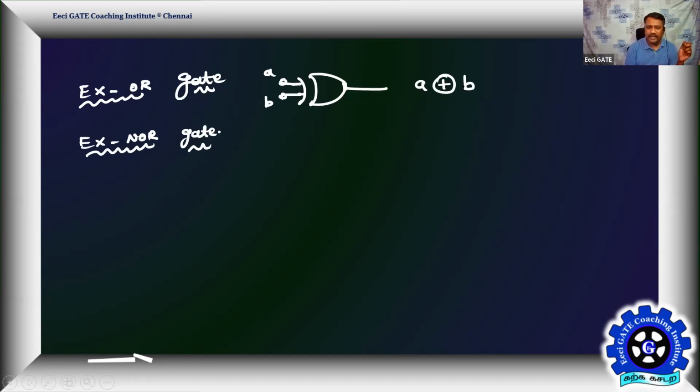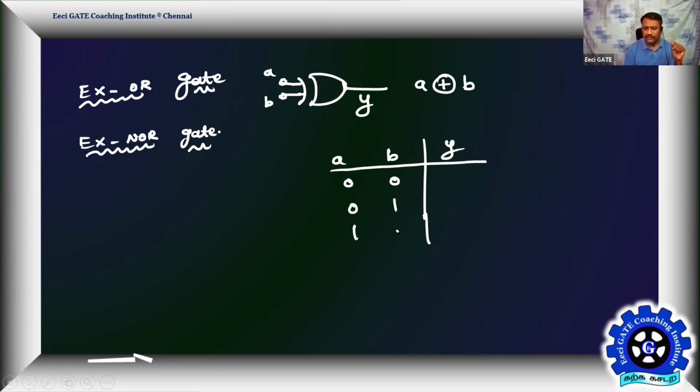What is A XOR B? That's my output Y. Why am I calling it A XOR B? We'll see. So I have A and B. First we'll know the truth table, then we'll go for the implementation of this XOR logic as well. Yes, we're going to have again 4 combinations: 0 0, 0 1, 1 0, and 1 1.